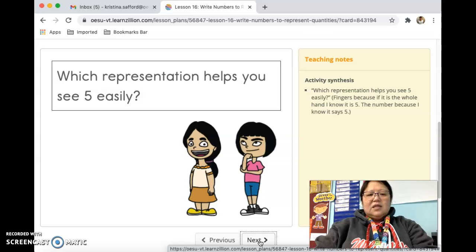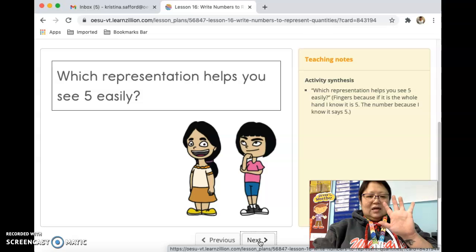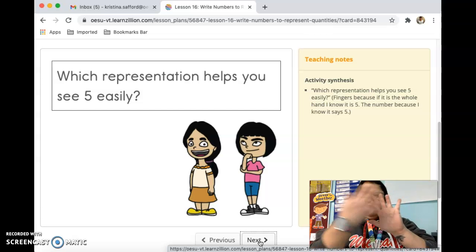And then we talked about which representation, or which way that we see 5, helps us see it easily. What can we use that will make us know exactly what we're talking about when we talk about the number 5? And we decided as a class that your hand is the best way to show the number 5 because it shows automatically 5 things.